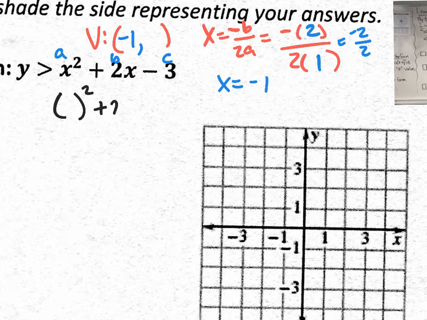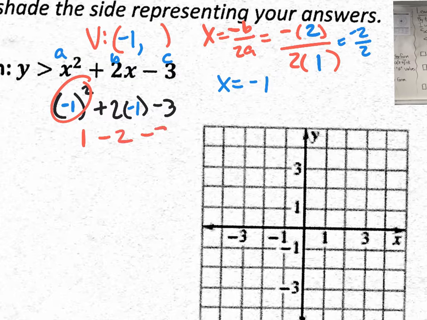x squared plus 2 times x minus 3. And I am plugging in the negative 1 right in there. So I will get 1 minus 2 minus 3 when I do the math. So 1 minus 2 minus 3, what's the answer? Close? Negative 4. Okay, 1 take away 2 is negative 1. Negative 1 minus 3 is negative 4.